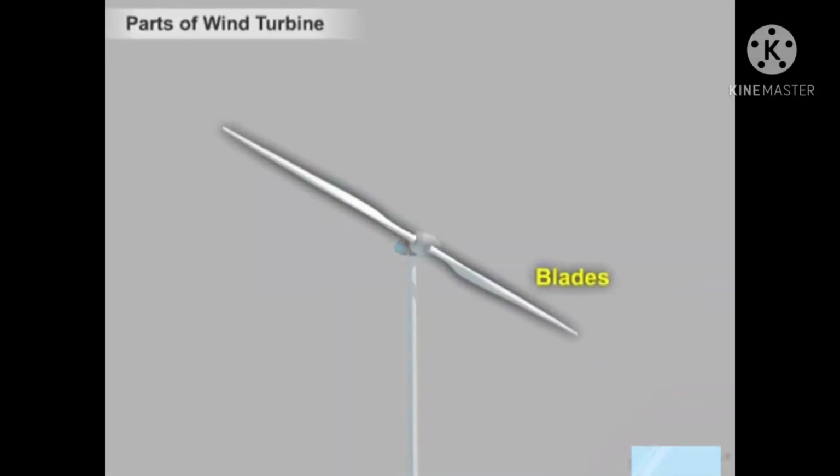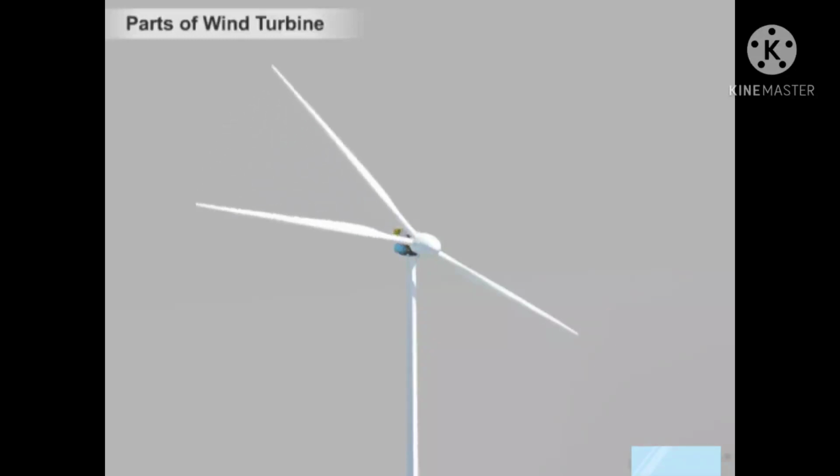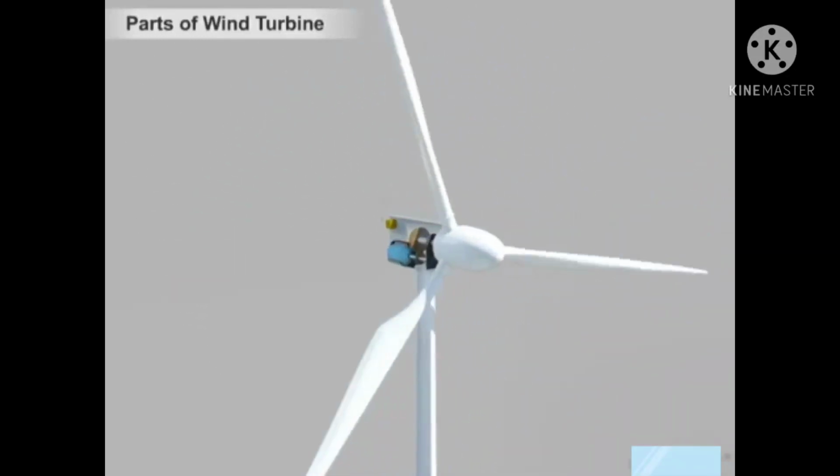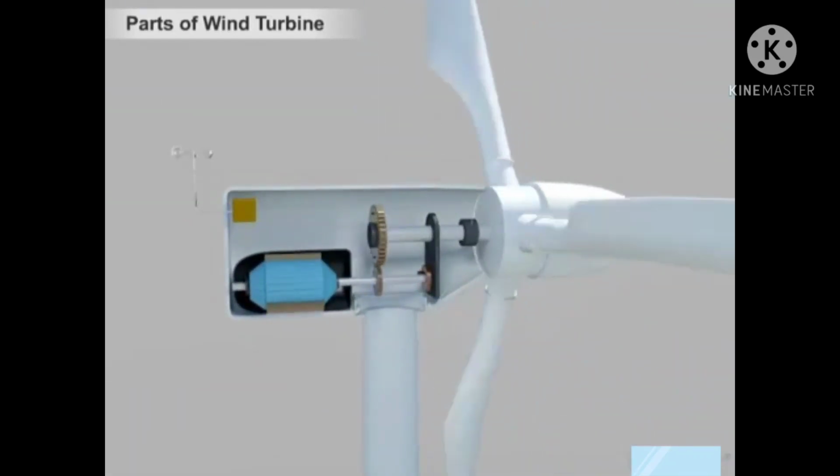Let us start with the blades. Wind power plant may consist of 2 to 3 blades. The wind will cause the blades to rotate, which in turn will rotate the generator.